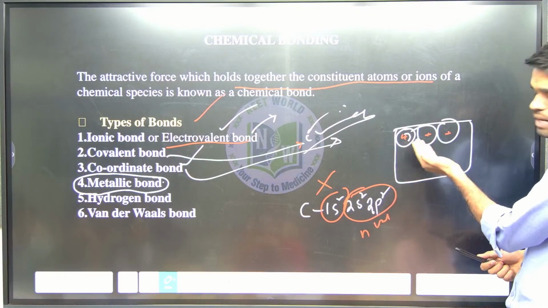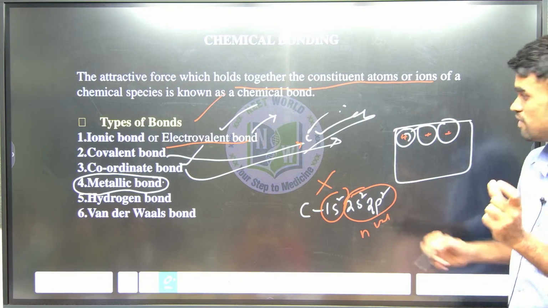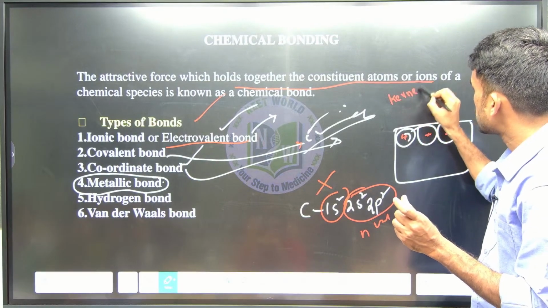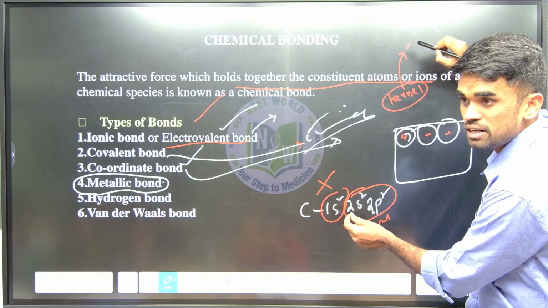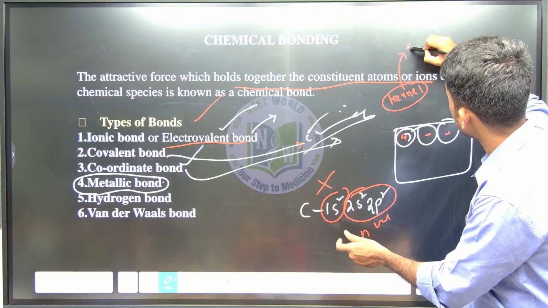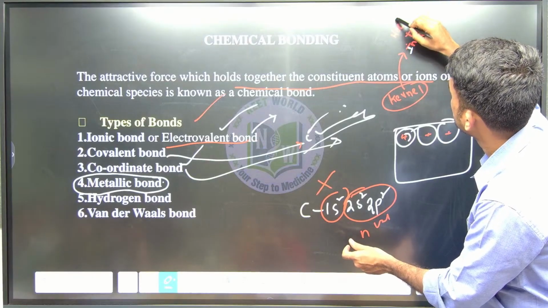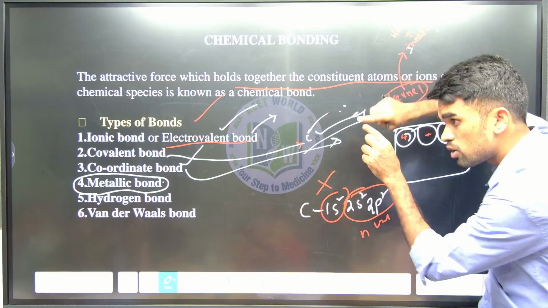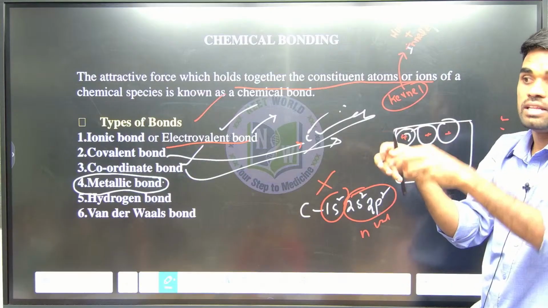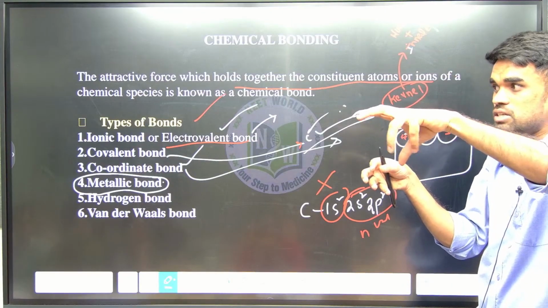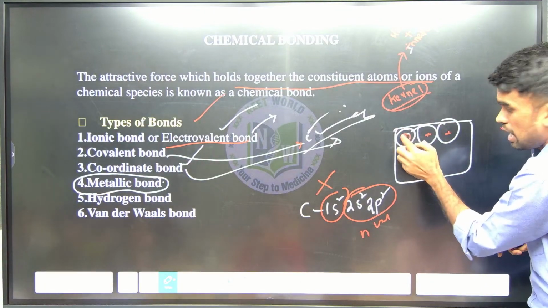Similar to these, metals also have inner electrons and valence electrons. Now see, I am using the word kernel. Kernel means the inner electrons, which won't participate in bond formation, plus the nucleus. Nucleus inside, around that nucleus some inner electrons, and outside we have valence electrons. That nucleus and inner electrons together are called the kernel.